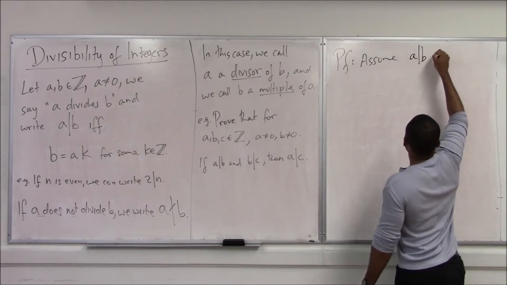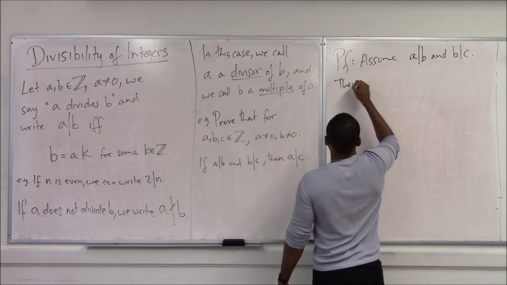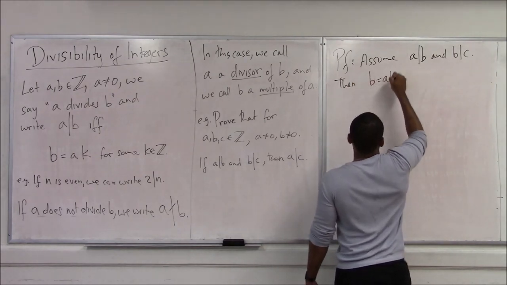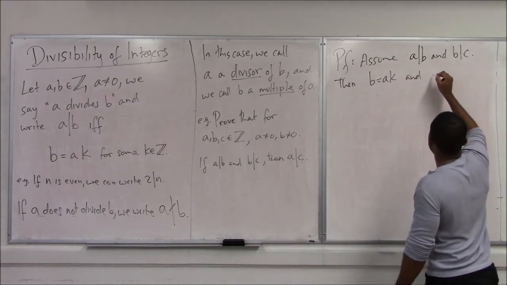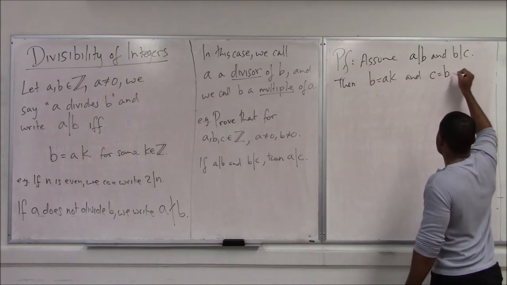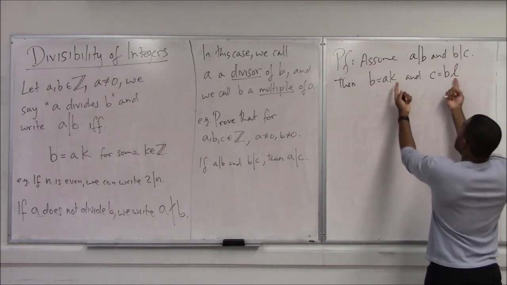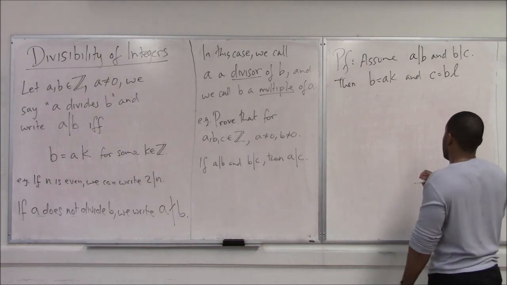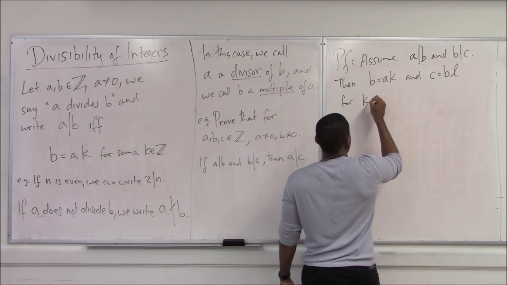Assume that A divides B and B divides C. What does that mean? Then we have B equals AK and C equals BL. Would you be able to use the same K? No, we'd have to use something different. There's no telling whether it's the same multiple, right? That's not an assumption. So we'd have to use a different letter.